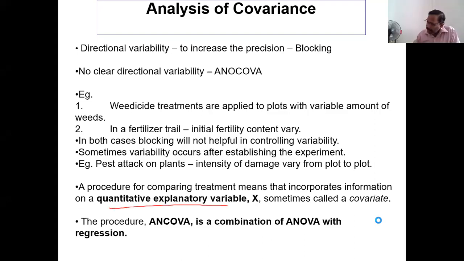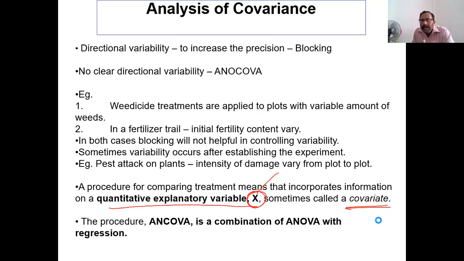Yes, sir. Okay. So this is a quantitative variable, which is an x variable. This X variable is a quantitative variable. It is called a covariate. In our three examples, the initial number of weeds in the field before applying the weedicide is called the covariate. So the initial number of weeds is a covariate in our first example.